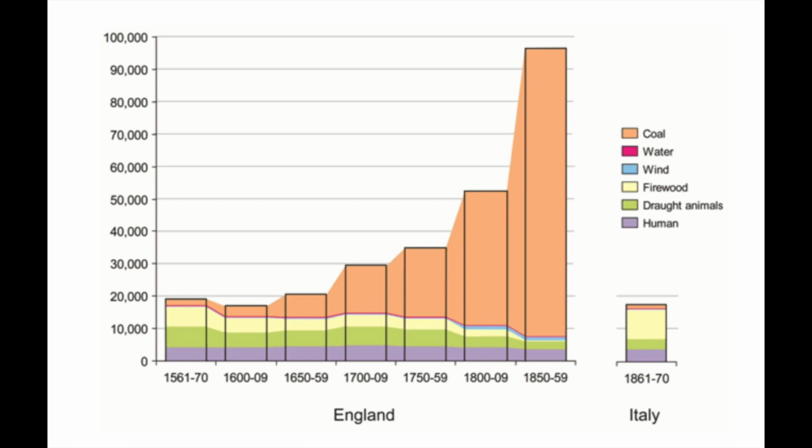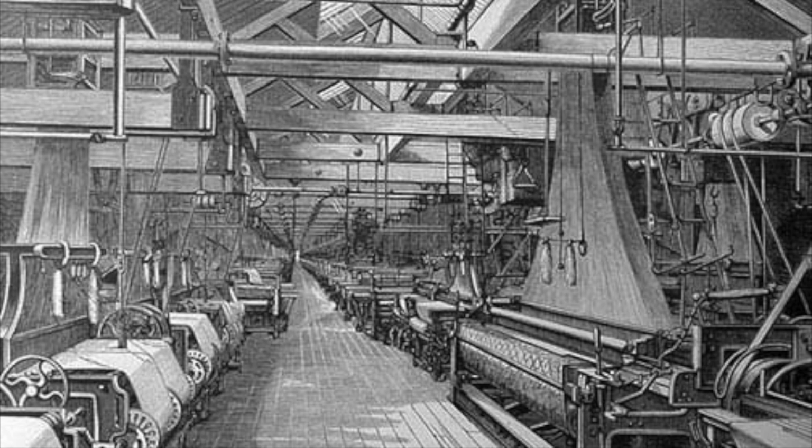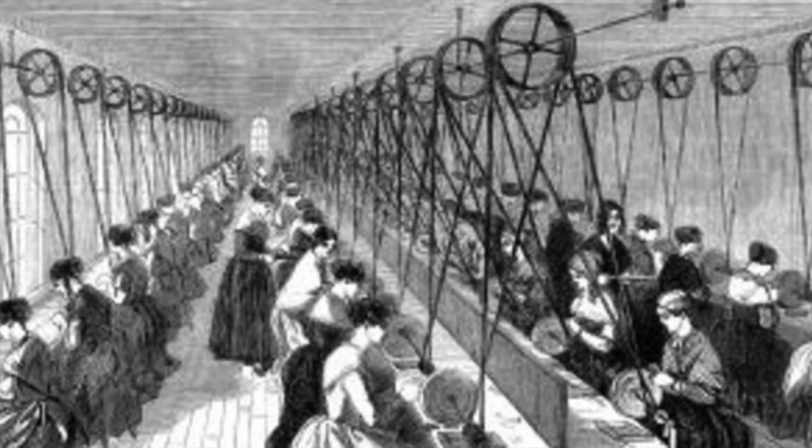In contrast, Italy during the 1850s used more firewood than coal, as they had not yet advanced in industrialization as England. This technological revolution resulted in the emergence of mass production and the division of labor.